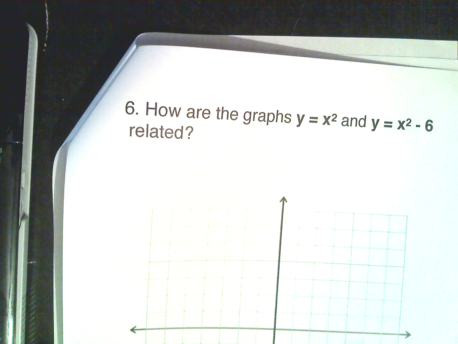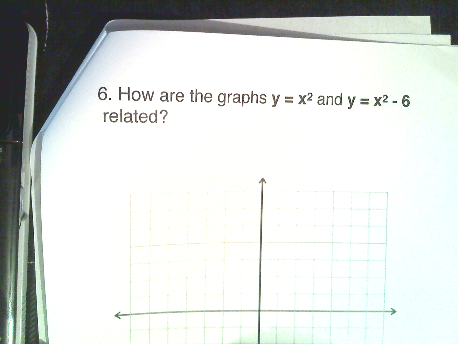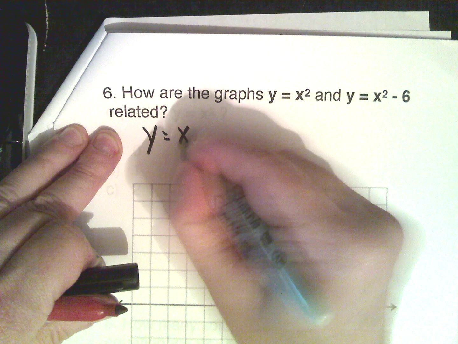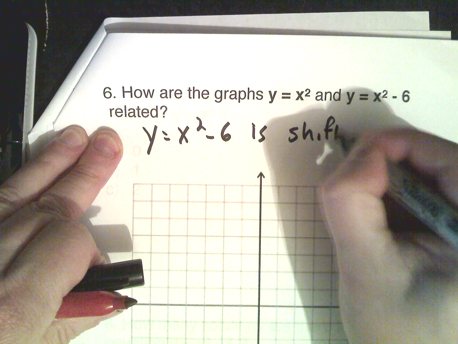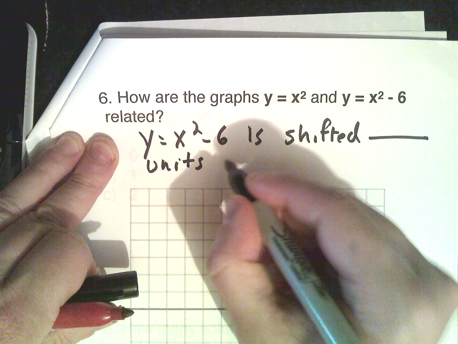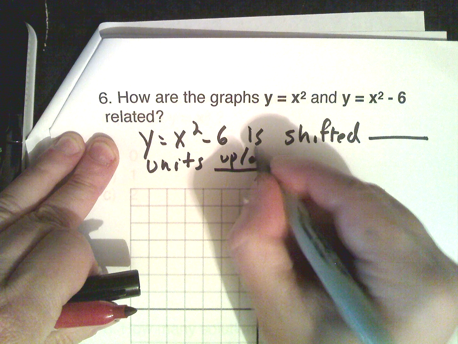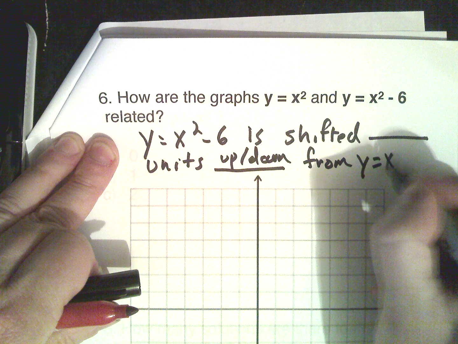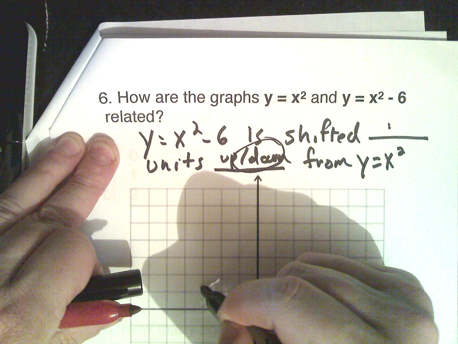Next part. Same exact type of problem, except I have a different thing. So for this problem, y equals x squared minus 6 is shifted how many units? Then up or down, you got to pick one from y equals x squared. So you got to fill in this and this. You got to pick one, up or down.